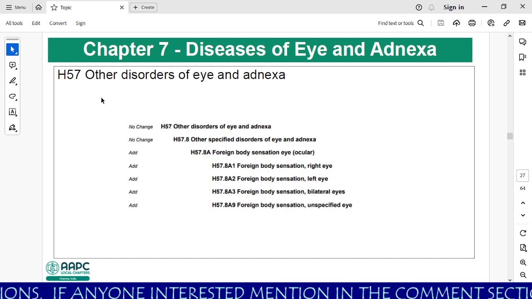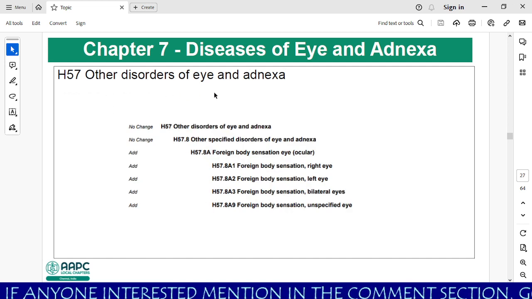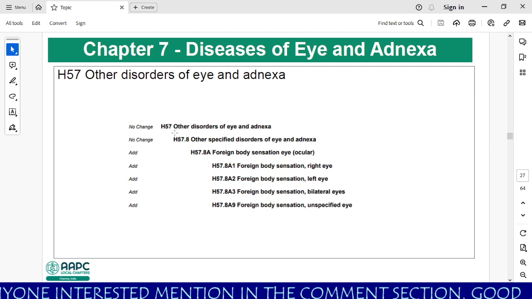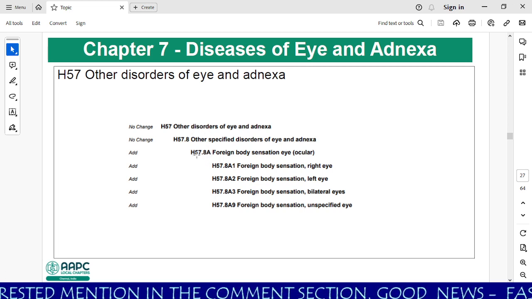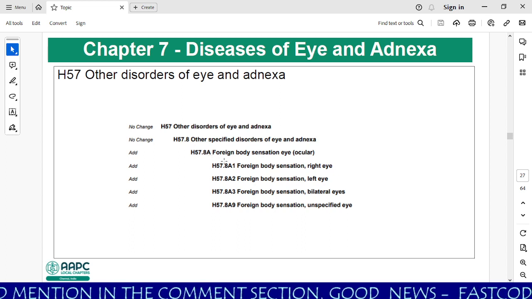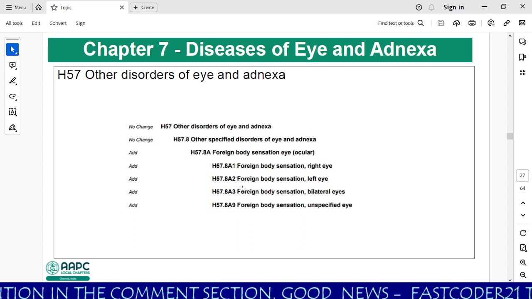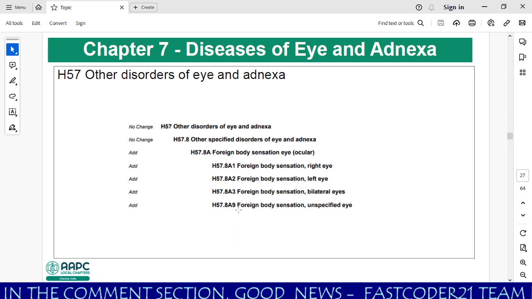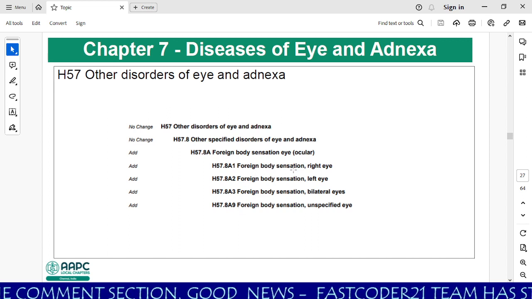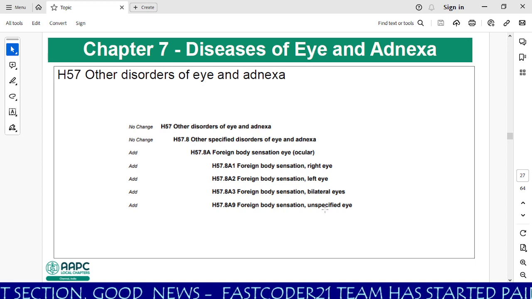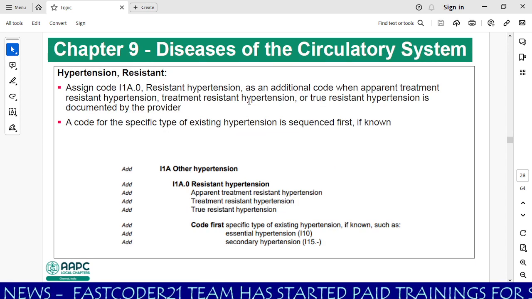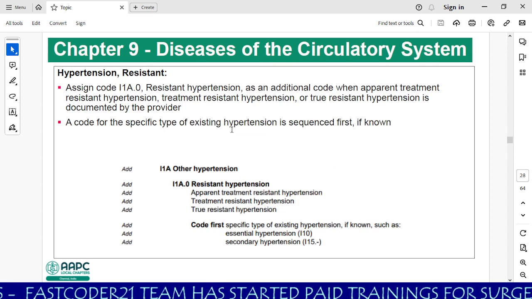So if you check in the H57, other disorders of eye and adnexa, there is no change in the category level. So they have added few codes under the subcategory level. So they have H57.8A, 8A1, 8A2, 8A3, 8A9, based on the foreign body sensation: right eye, left eye, bilateral eyes and unspecified eye.